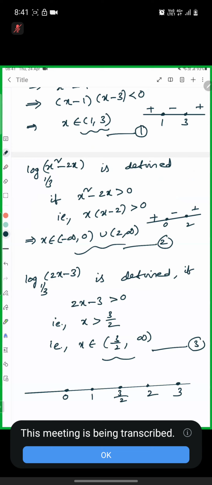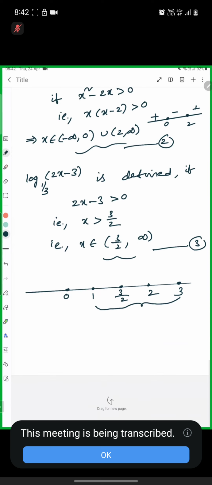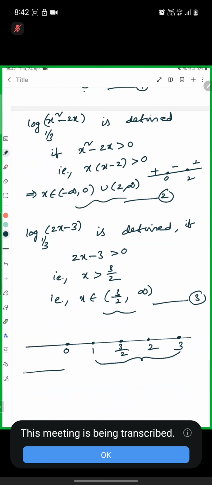Whatever inequalities you get after solving all the cases, take the real numbers in a real line in ascending order. Now, the first inequality gives x values lying between 1 to 3. Second inequality, less than 0 and greater than 2. Third inequality, 3 by 2 to infinity.